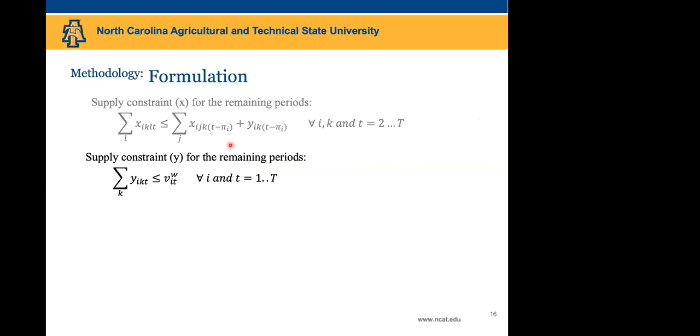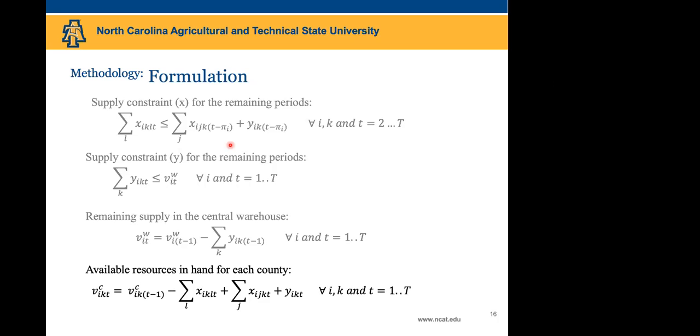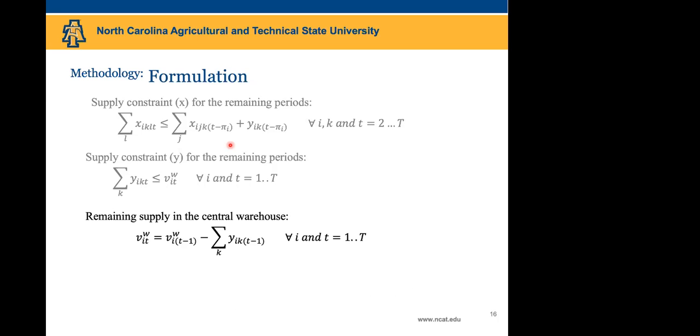The second one, the supply constraint: Y shouldn't exceed what we have on hand in the beginning, or what we have available in the stockpile, so they can't send more than that. The remaining supply in the central warehouse is calculated based on what we had in the previous period. Sorry, it's the ending calculation: what's remaining in our in-hand inventory in the stockpile, for example.